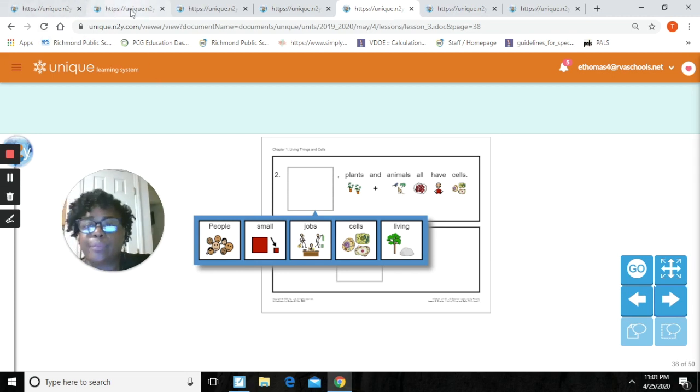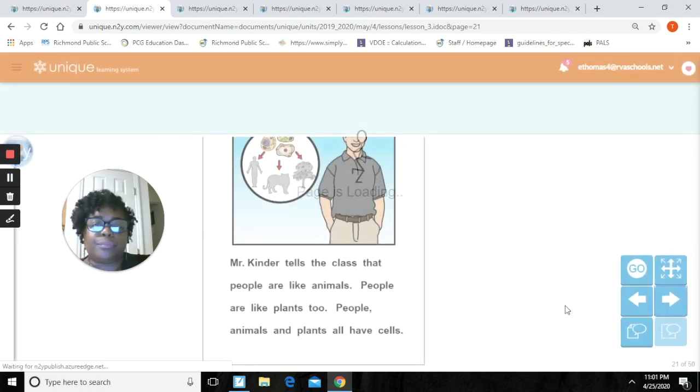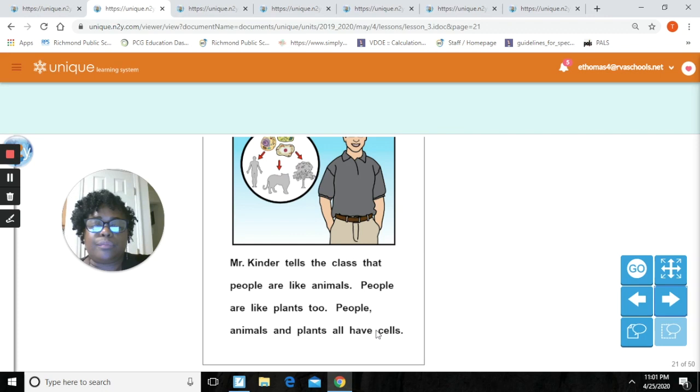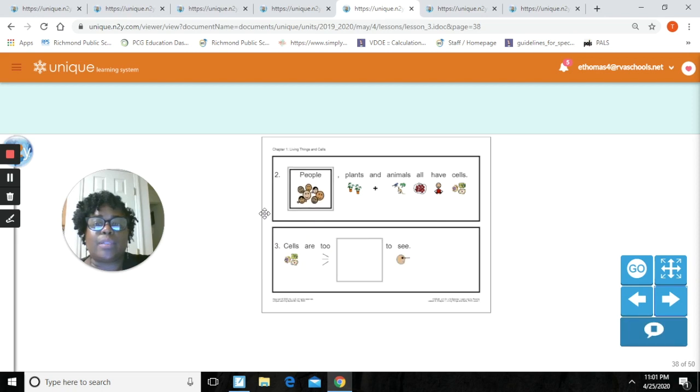So let's take a look. What does it say here? People, right? Animals and plants all have cells, right? So let's go to our question. And we have people is a choice. People, plants, and animals all have cells.